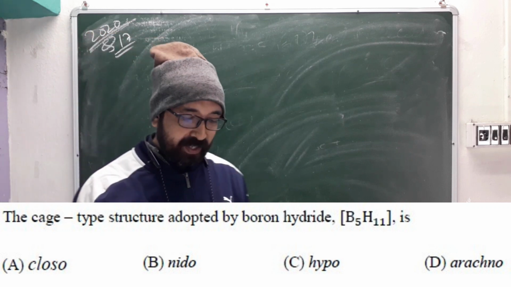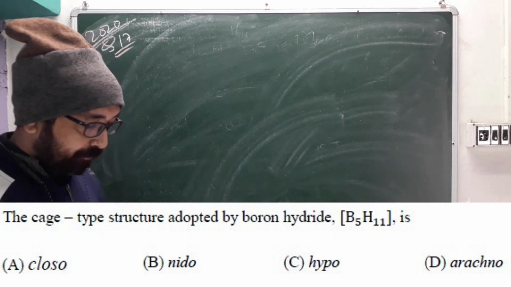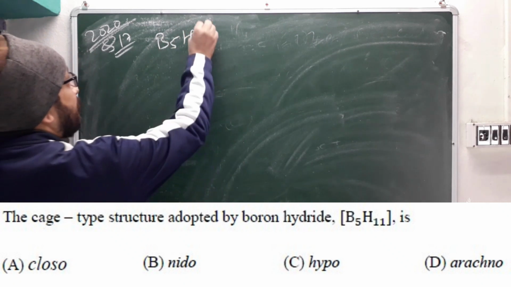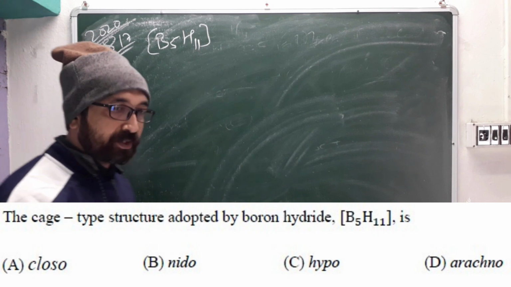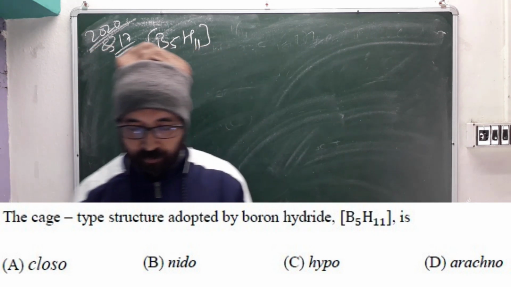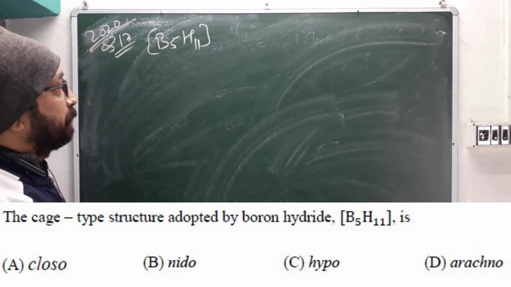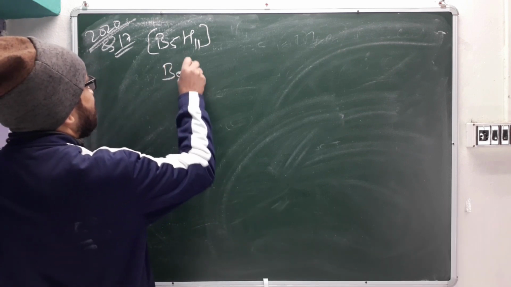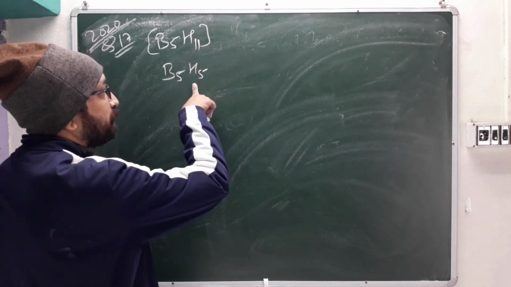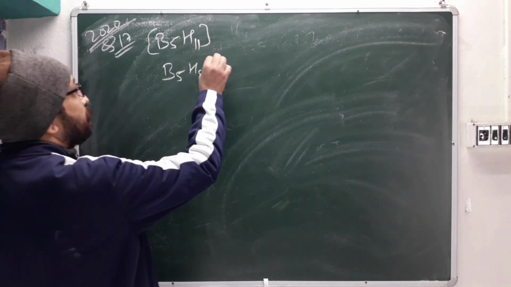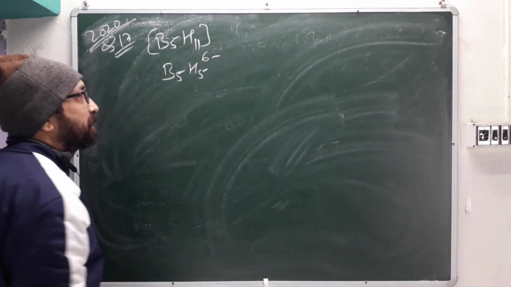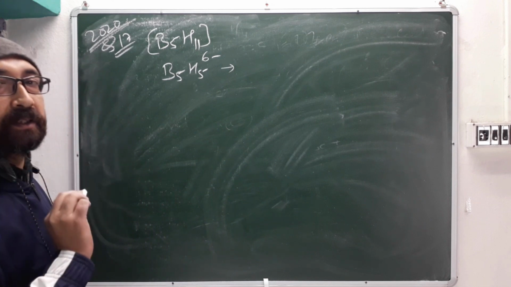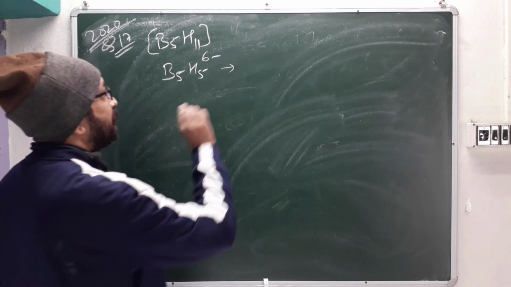And they have asked the cage type structure adopted by boron hydride. They are asking just B5H11, and then asking what will be the structure. 4 options. See on the screen, you can see the options: closo, nido, hypho, arachno. Whether I have to solve this or you are going to solve this. Okay, let's see. B5H5. How many protons we have to release for getting 5? So 6 protons we have to release. So here it will be 6 minus. So if it is BnHn with 6 minus, what should it be?